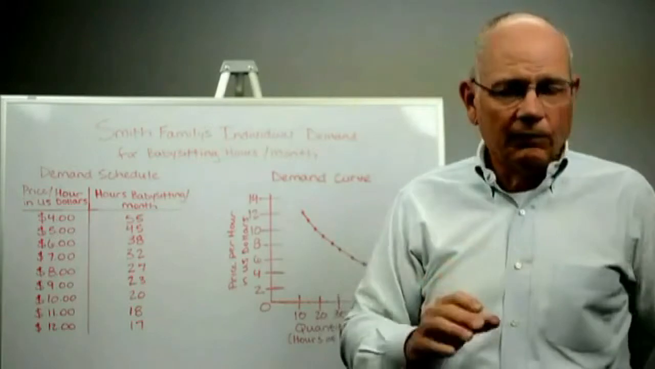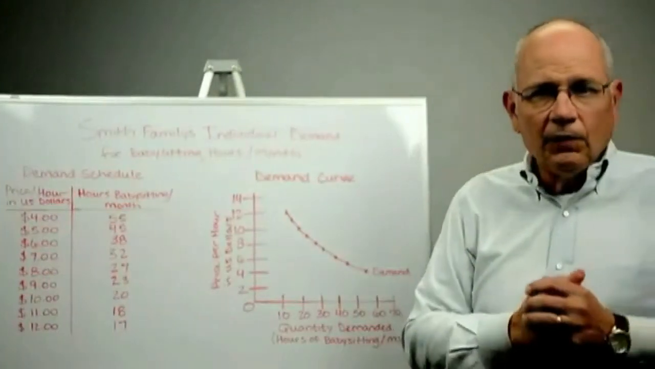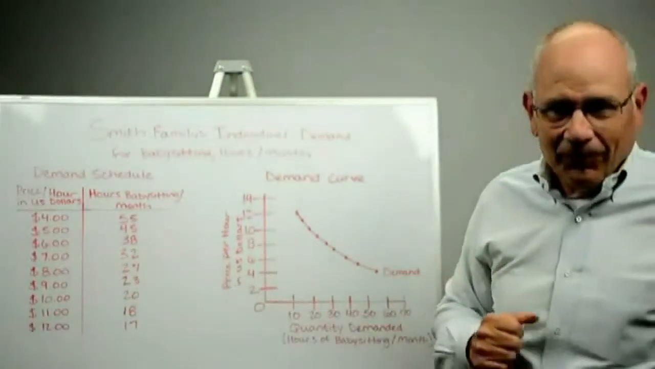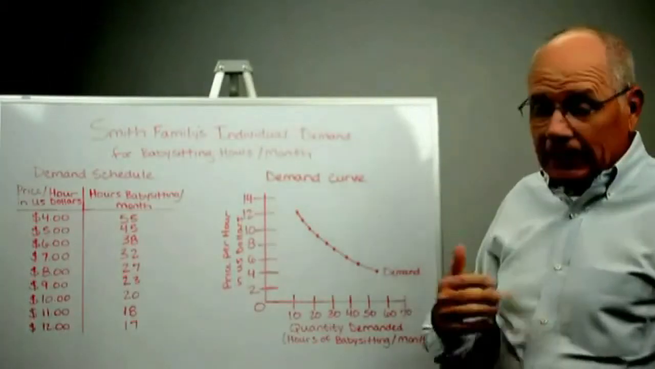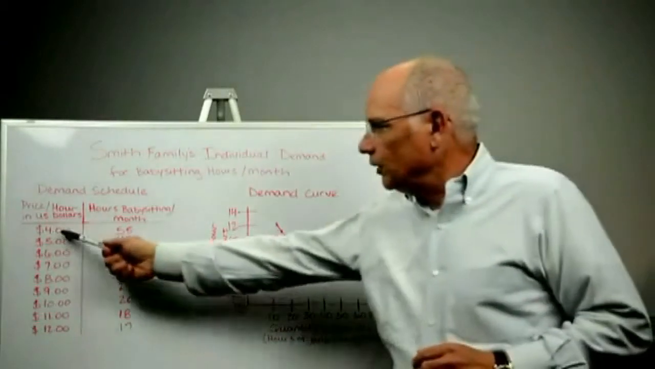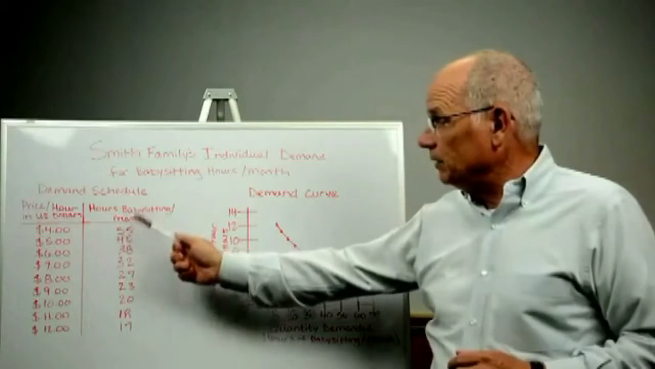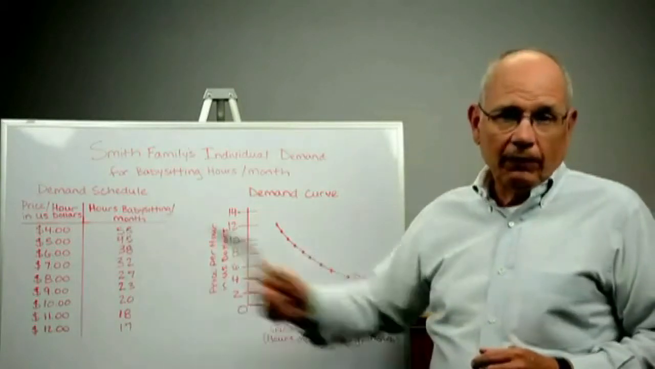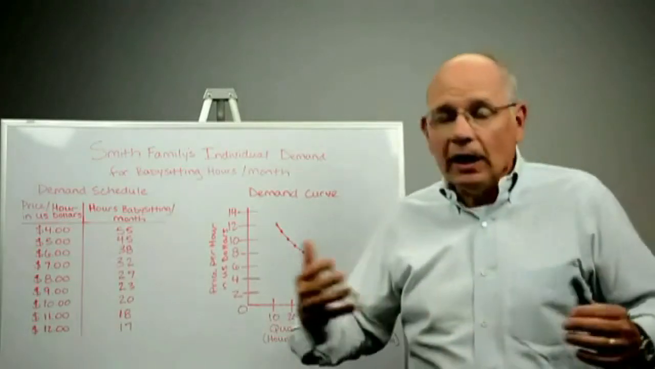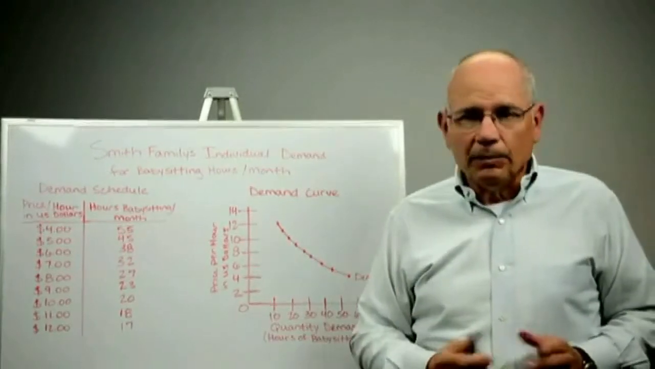Let's examine the Smiths. Think of the Smiths as your typical family of four. They have a couple of kids, and they like to get away, like all families, have a date night. And the Smiths, basically, when they leave, they have to have babysitting. If the price for babysitting is $4 an hour, the Smiths could afford and would be willing to hire a babysitter for 55 hours a month. At $4 an hour, they could go out more, they could take their time when they are going out on a date and get back a little bit later.